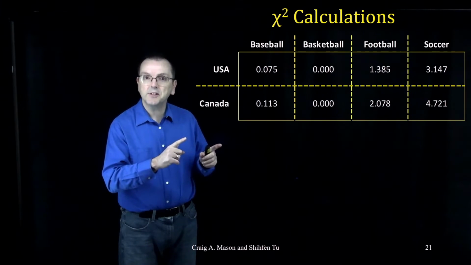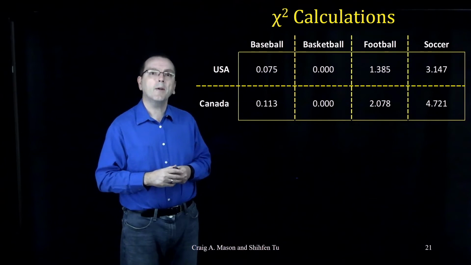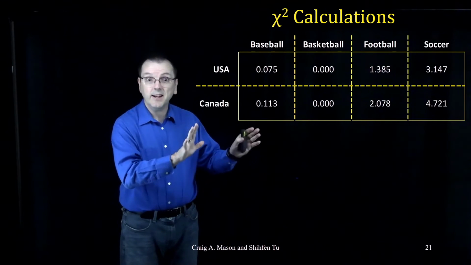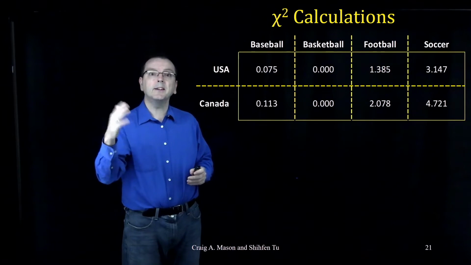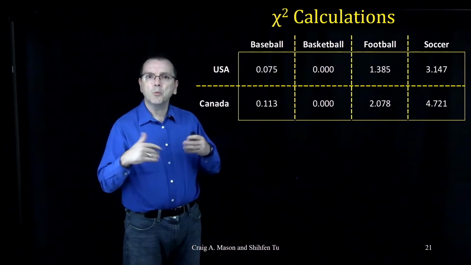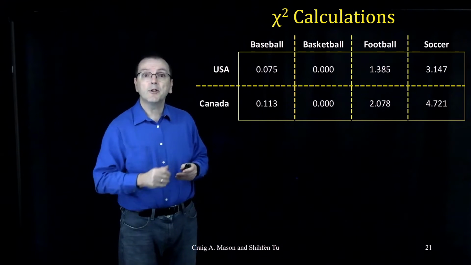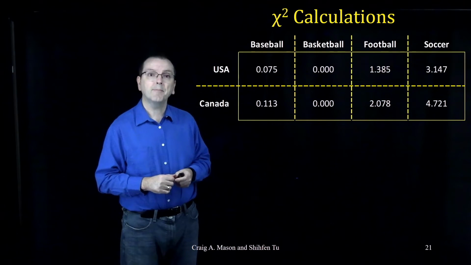Are these the values that you got? If they're close, it could be due to rounding. Now, if you didn't get these values, go back and double check your calculations. I'd suggest actually redoing them while watching me go through the calculations for the USA row, all right?